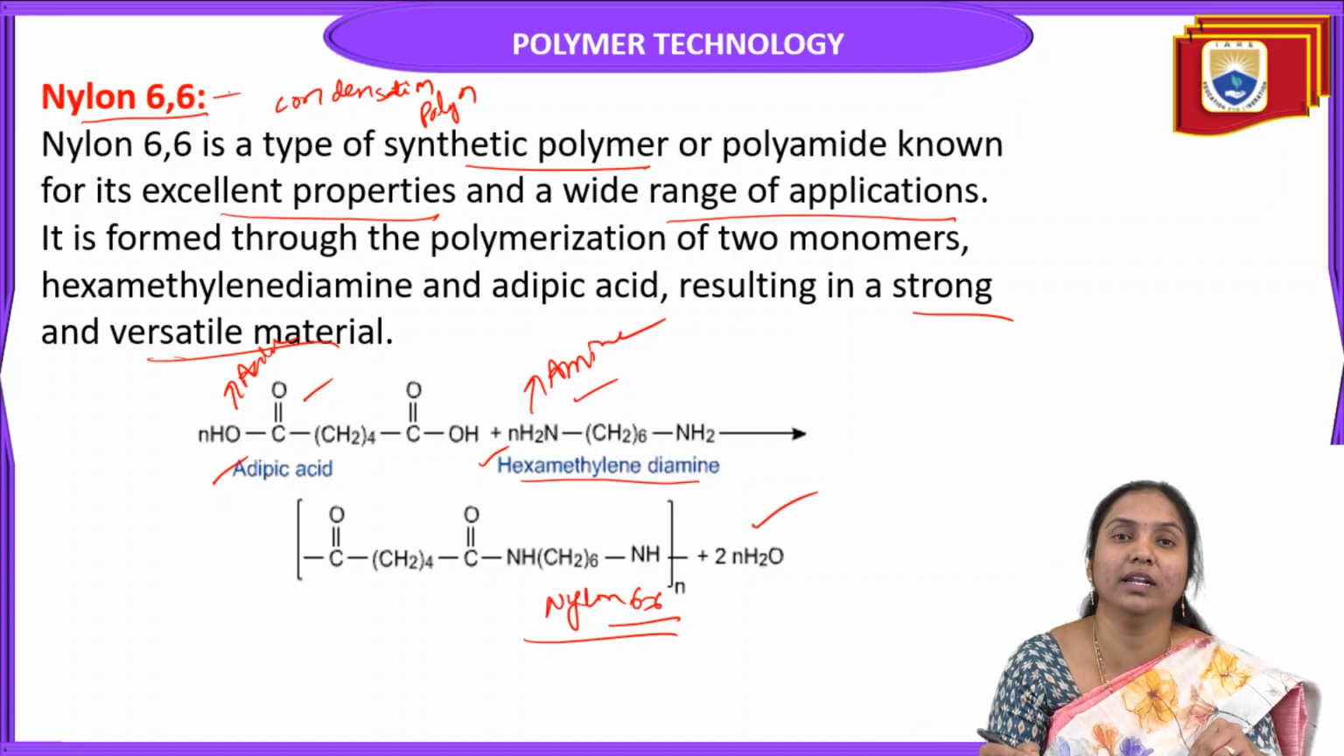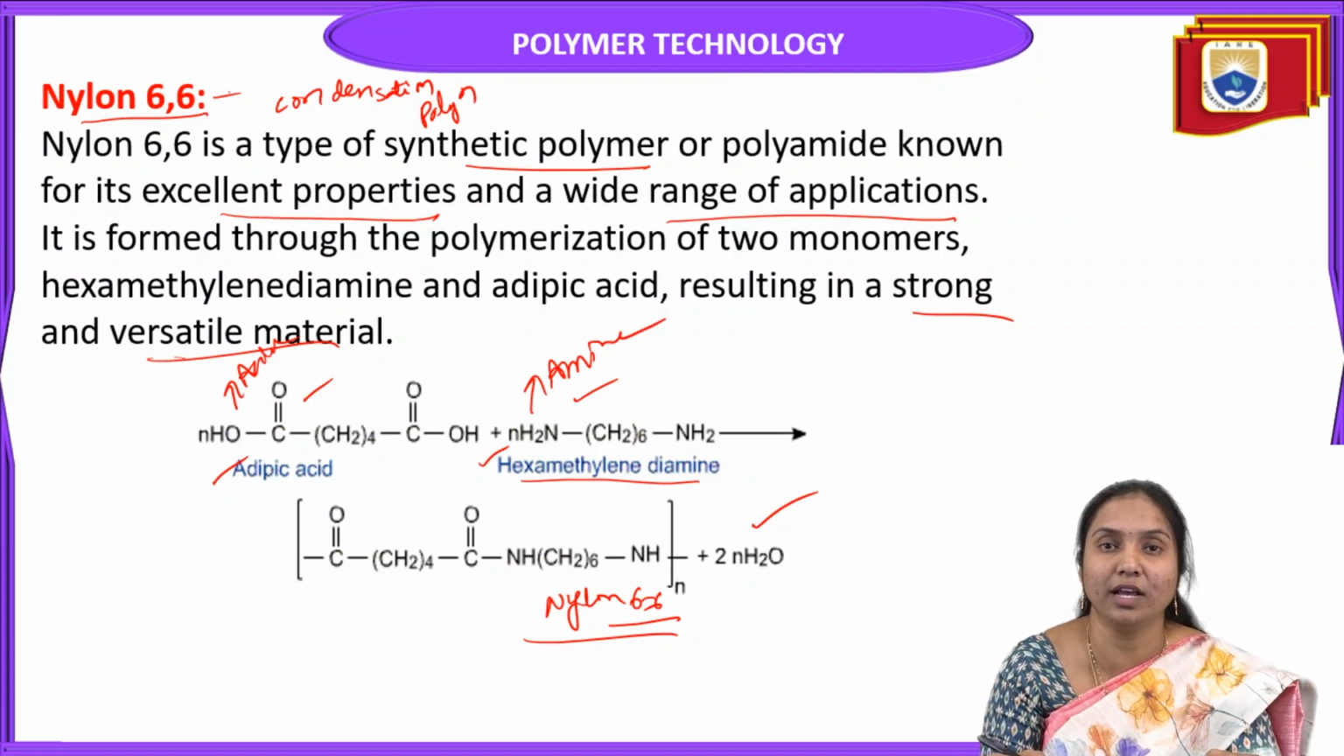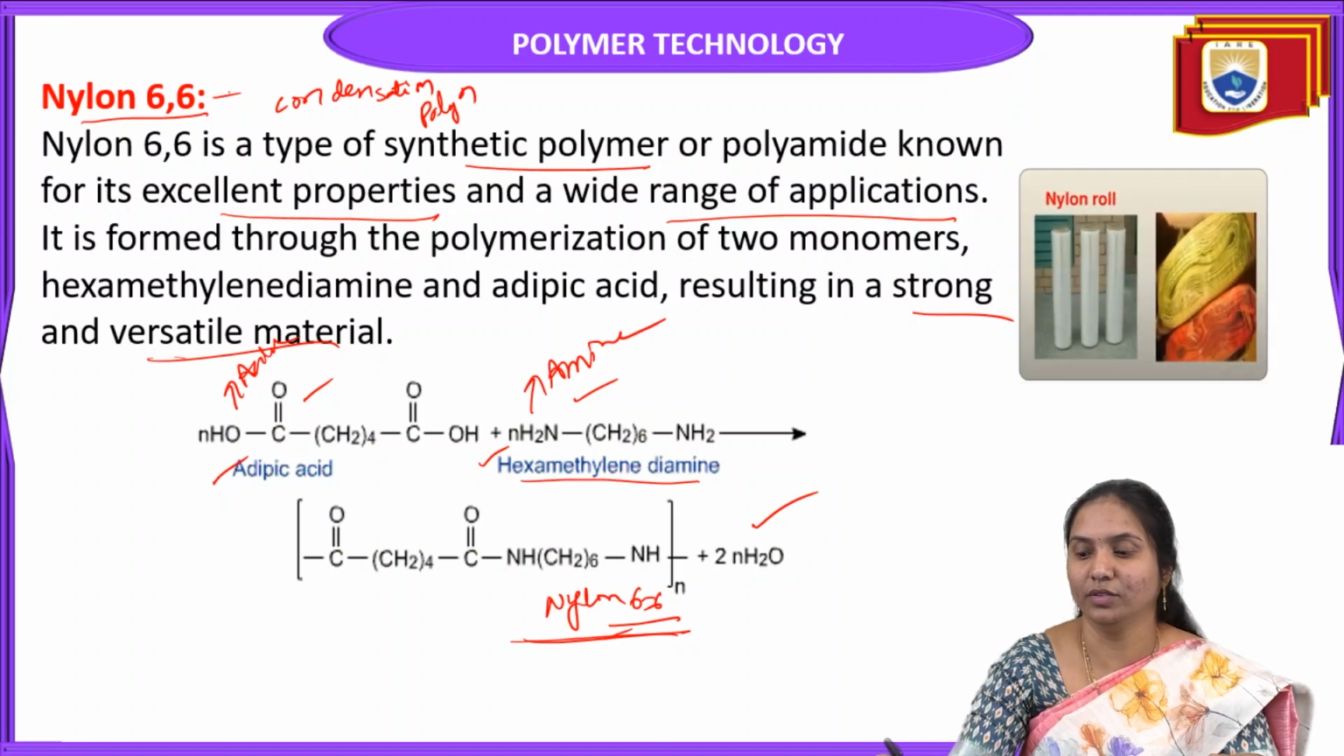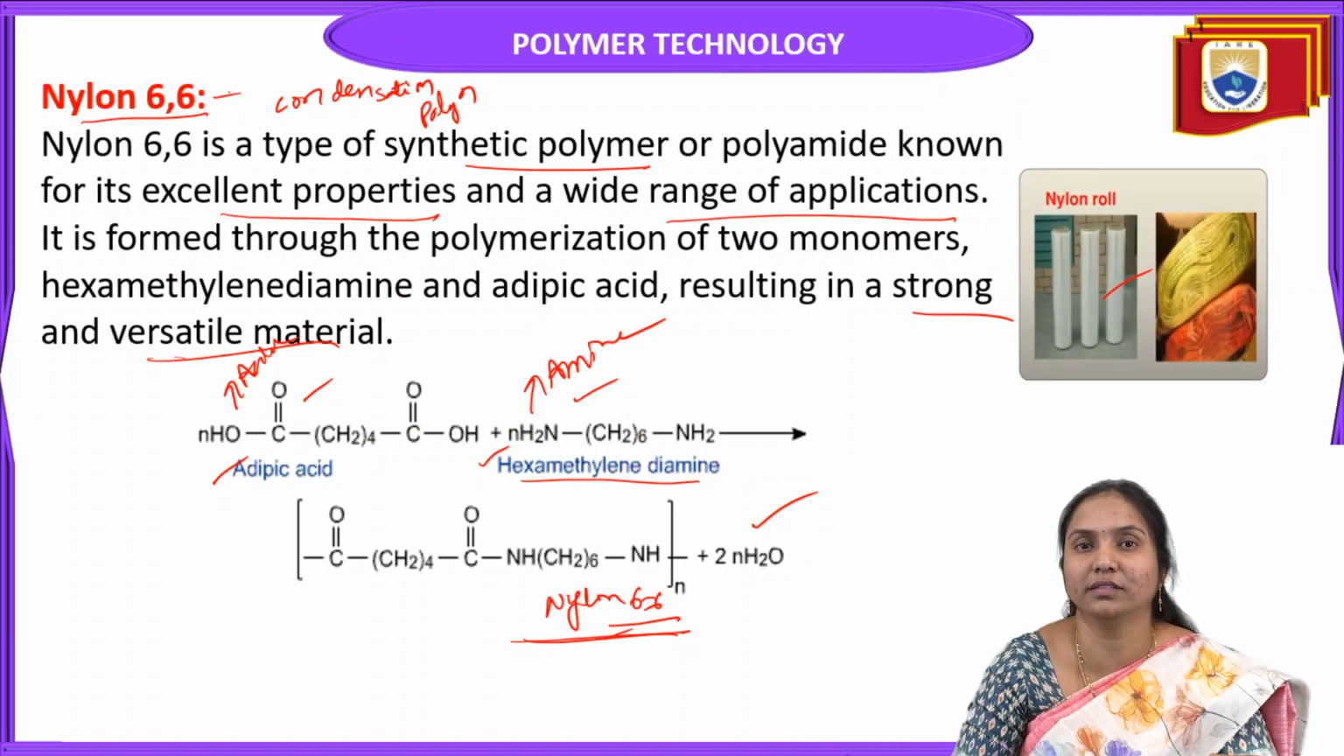And already we know that nylon is the first synthetic polymer. It has excellent properties and a wide range of applications. So the resulting polymer is a strong and versatile material. This is called nylon. So this is the example of nylon 66. Nylon rolls are prepared by this nylon 66, a synthetic polymer prepared in laboratory. So nylon threads, nylon rolls.